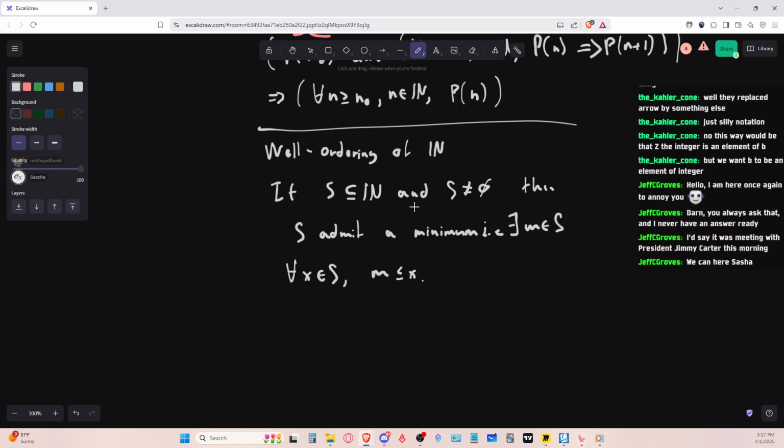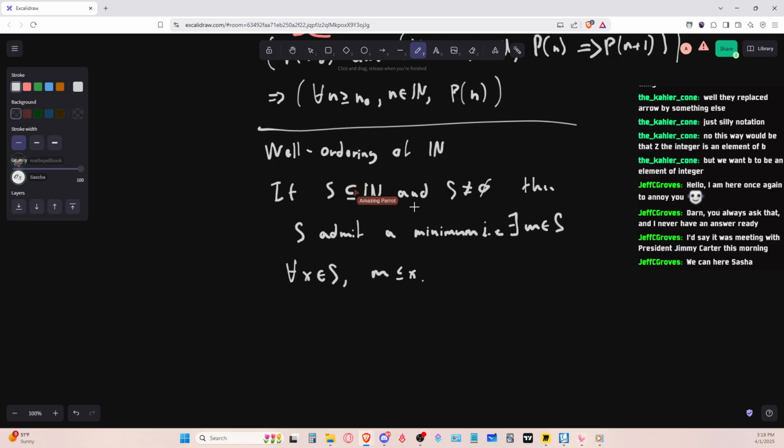This example showed that, for example, the real numbers are not well ordered, because this set has no minimum, it just has an infimum. Okay, carry on. There's actually a very controversial theorem from back when it was released, an early theorem about set theory, that said that any non-empty set admits a well-ordering.